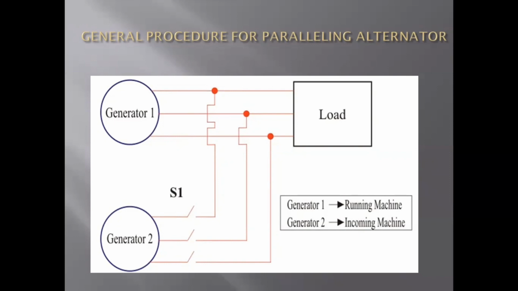The generator is about to be paralleled with the help of switch 1. This switch should never be closed without satisfying the above conditions. Switch 1 connects to generator 2.